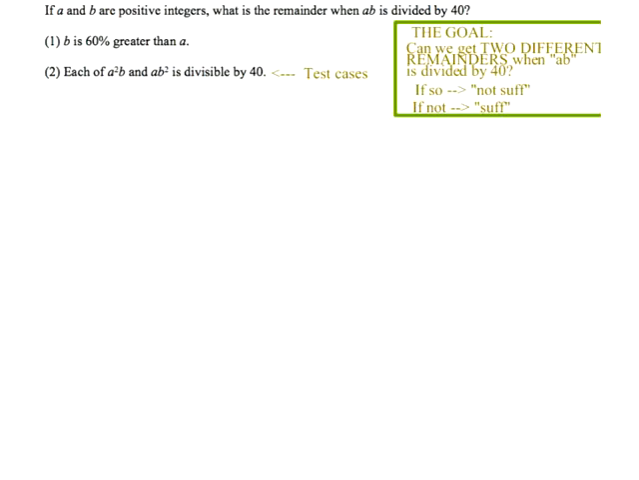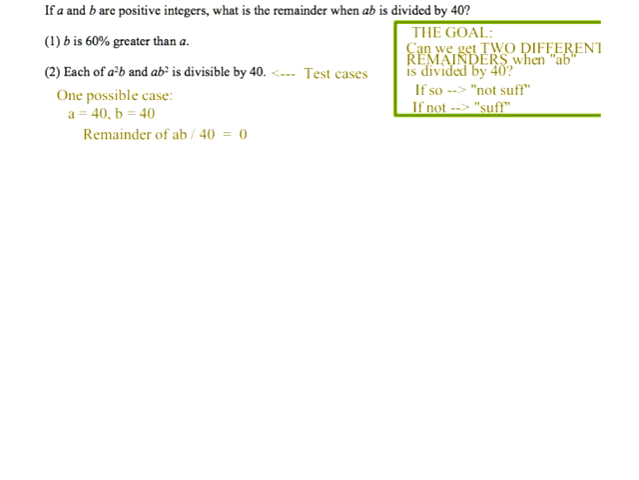So one case here that's probably kind of obvious is that you can just let A and B both be 40, because then those are definitely going to be divisible by 40. So one possible case is just let A be 40 and then let B be 40. So then that satisfies this for sure. And in this case, the remainder of AB divided by 40 is just going to be 0. Because AB is a bunch of 40s, so it's definitely a multiple of 40.